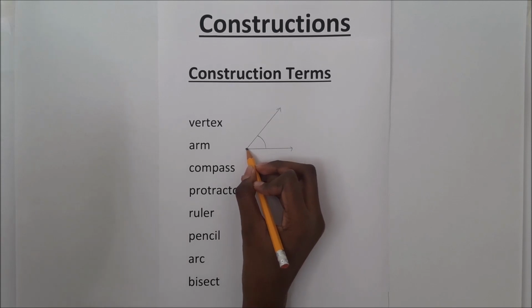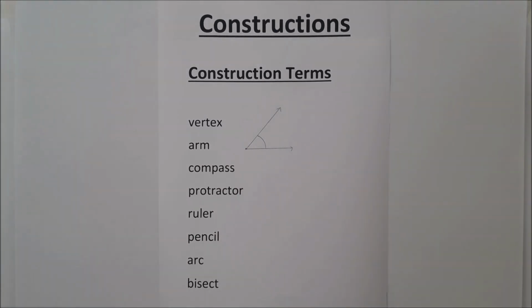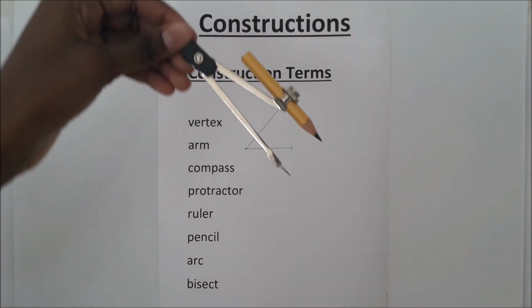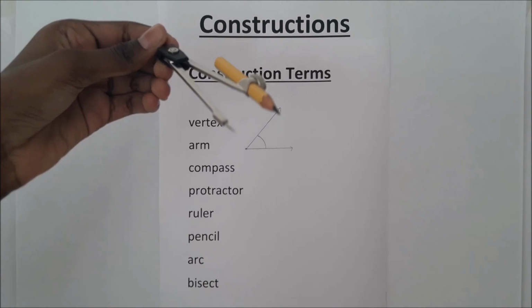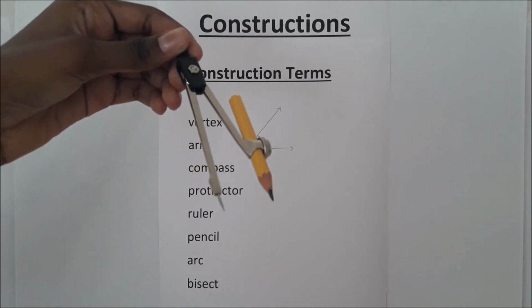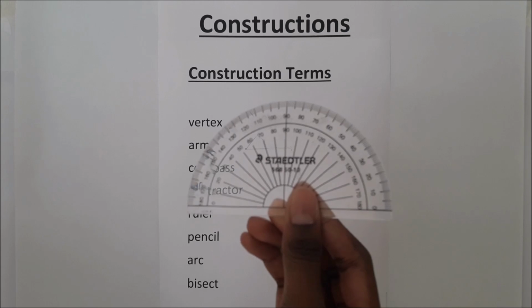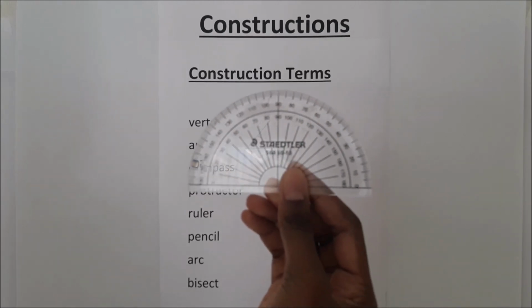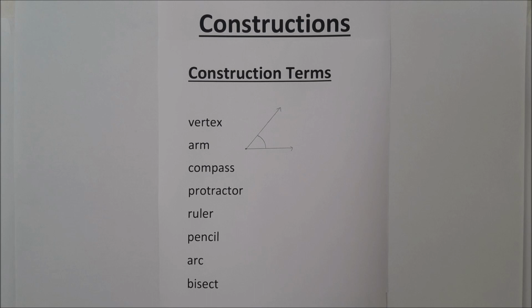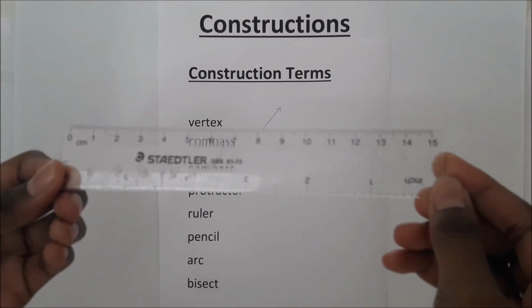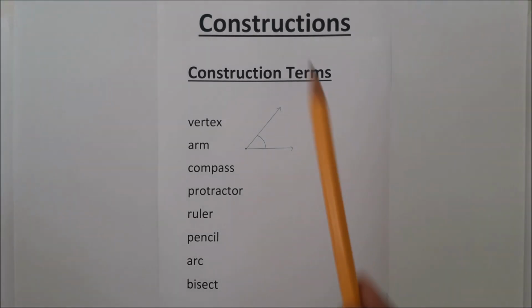Okay, show me a compass now. That there is a compass. It has a sticky part on it and the pencil. The compass is what you use to construct angles or triangles. Okay, show me the protractor. What do you use that for? To measure angles, and it has an inside scale and an outer scale. Ruler, we all know what a ruler is, in inches or in centimeters. And then a pencil, we're going to use to draw.